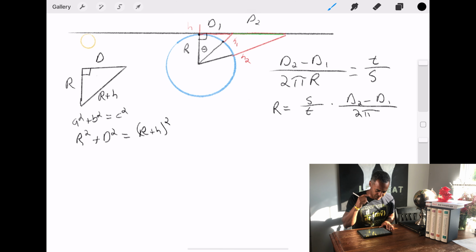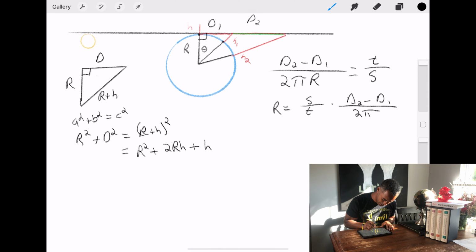Okay, so trying to solve this now for d, we're going to have to go ahead and multiply this out. So (r plus h) squared is r squared plus 2rh plus h squared. And we notice we have an r squared here on both sides, so we can cancel those out. So d squared is equal to this. Let's go ahead and factor out an h here. d squared is equal to h times (2r plus h).